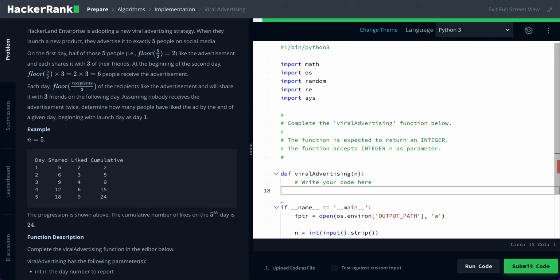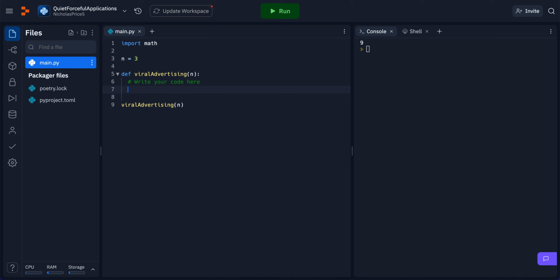So we have to write an algorithm that spells out all of these days. You are provided a day, n is the day number, and you are to find the cumulative number of likes on that day. So let's head over to Replit and start writing out our code.